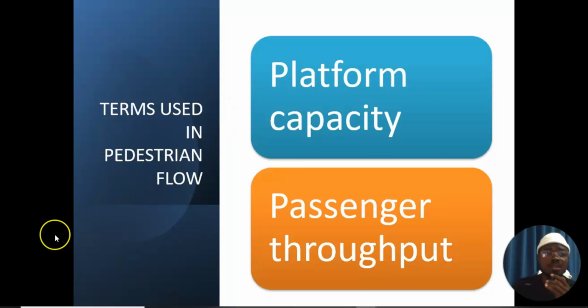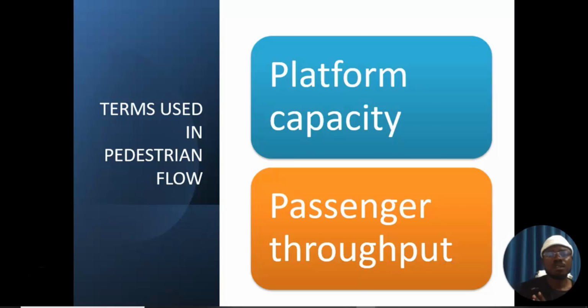So we are going to be looking into some of the terms used in pedestrian flow based on Anylogic, because everything we're still talking about so far is basically on Anylogic, and we're going to be looking at some of the terms that are used when it comes to pedestrian flow in Anylogic.